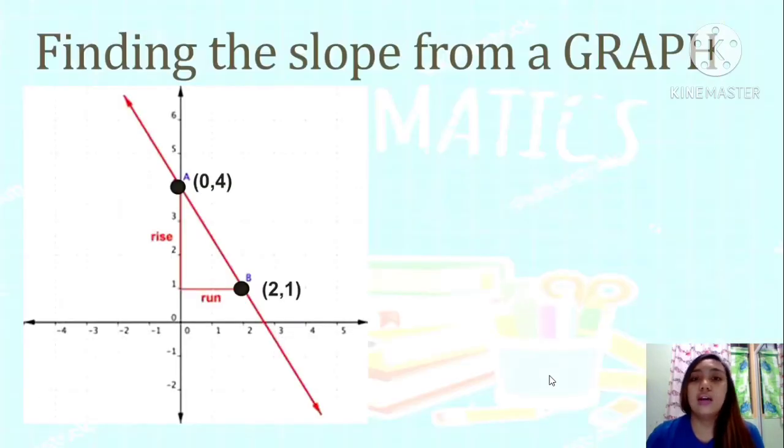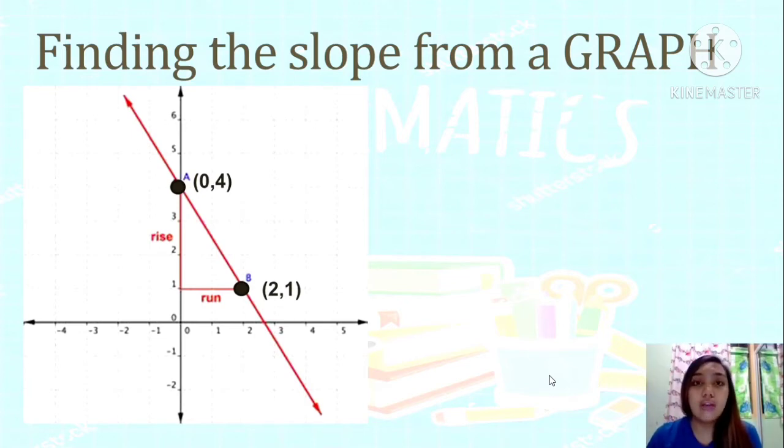Okay, next, another example. So, you were given points (0, 4) and (2, 1). Now, paano tayo mapapalapit niyan? Diba, sabi ko sa inyo, mag-start tayo sa rise. It can be upward, it can be downward. So, dahil pababa ito, ang value niya ng rise, dahil pababa, it will become negative.